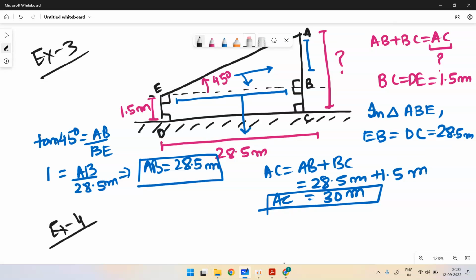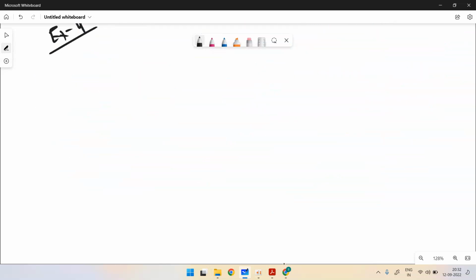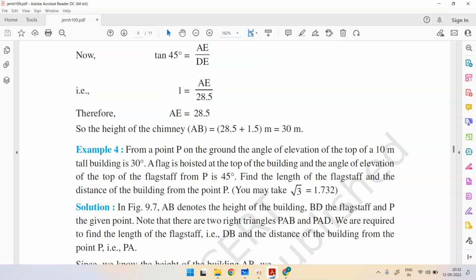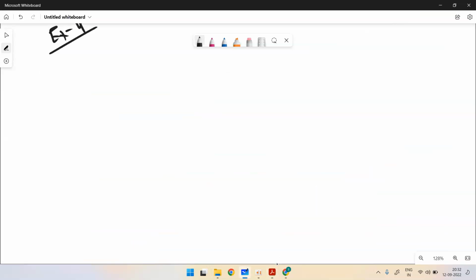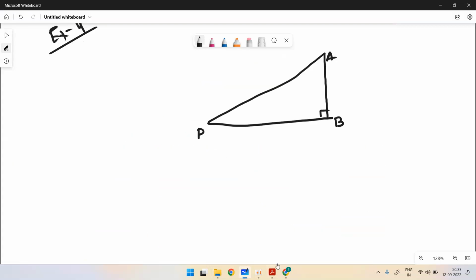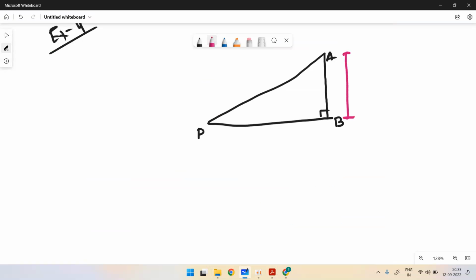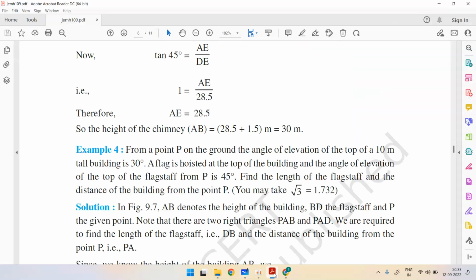So example number 4 says that from a point P on the ground, the top of a 10-meter building. I'm drawing my building with a point P on the ground. This is my A, this is my B. The angle of elevation is given to be 30 degrees, and this is 10 meters. And the flag is hoisted at the top of the building, and the angle of elevation to the top of the flag staff from P is 45 degrees.